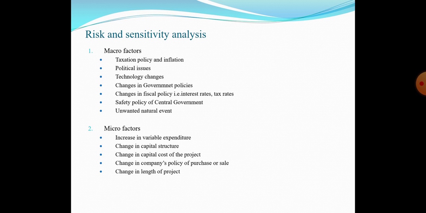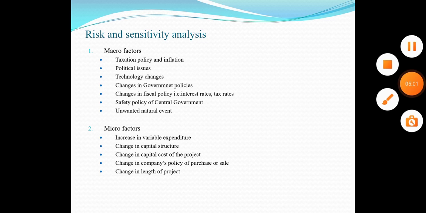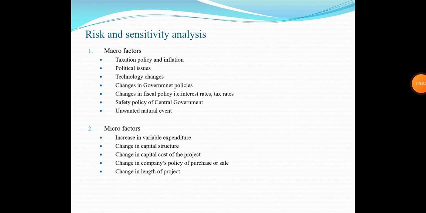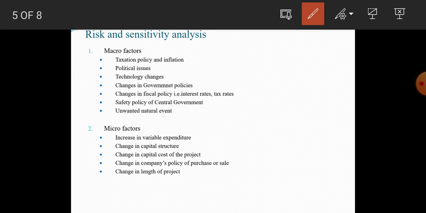So there are a total of two factors, that is macro factors and micro factors, which will affect our project. So we will go one by one. So macro factors. Macro factors are factors which are related to the overall industry of the firm. That is, that factor will affect the whole industry, not only our industry, all the industries. So these factors are not related to a particular firm. There is no control of management on such kind of factors. So which are the factors?